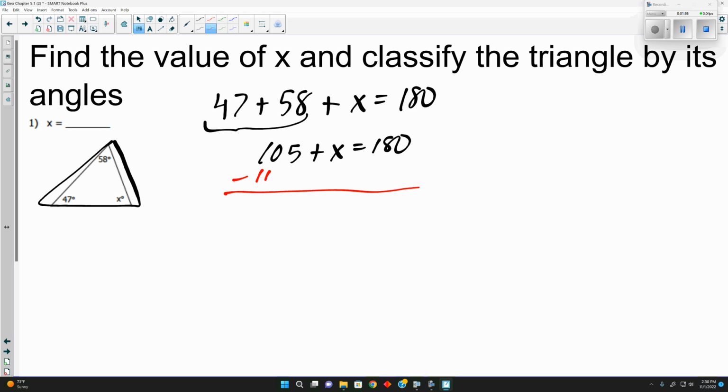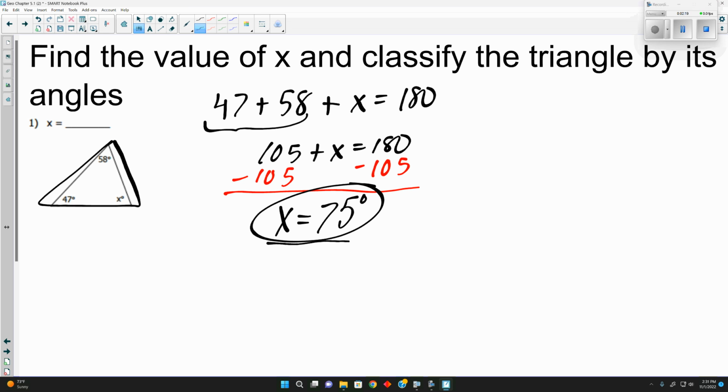Yes, both will work, which would give you the missing angle of 75 degrees. So we don't do anything with the x? Classify it, find the value of x and classify the triangle by its angles.